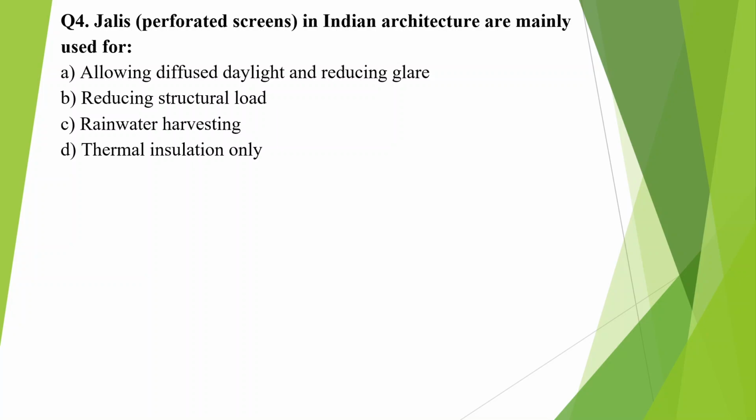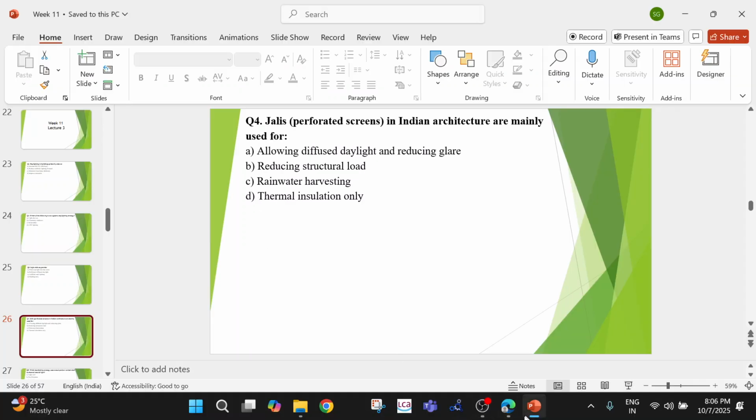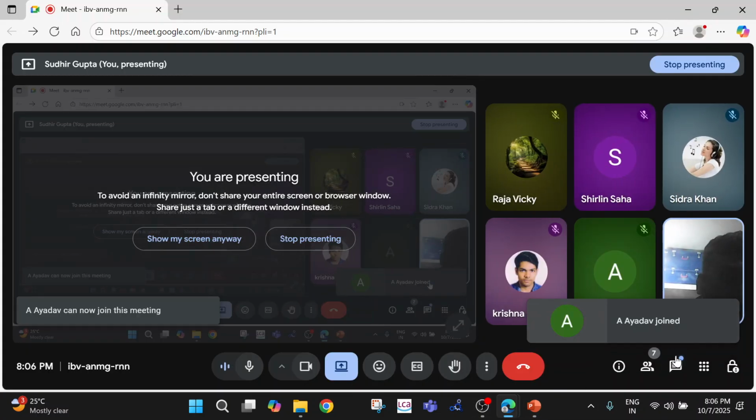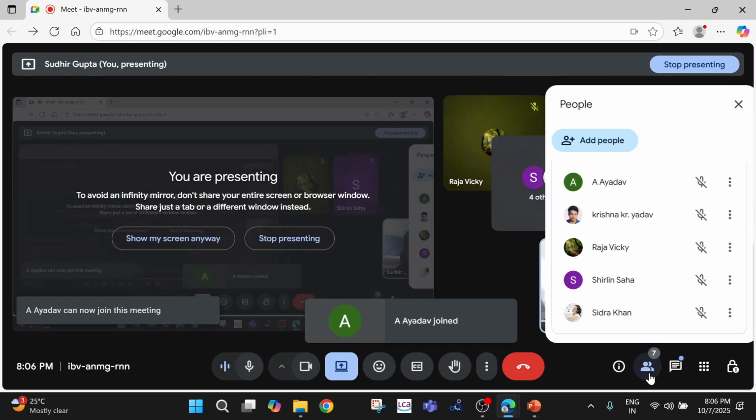The jalis or the perforated screens. So let me admit the seventh participant, guys. One more participant wants to join our problem solving session, and I have admitted him also. So here is the seventh participant.